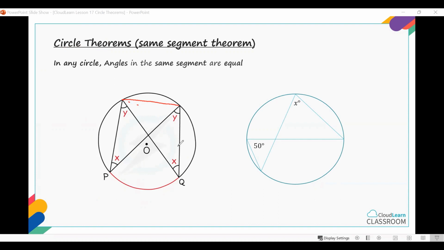So this is a chord, and this x is an angle. Can you see how this x is the same? It's exactly the same angle. It comes from the same chord. That's why it's called the same segment theorem, because they're in the same segment.